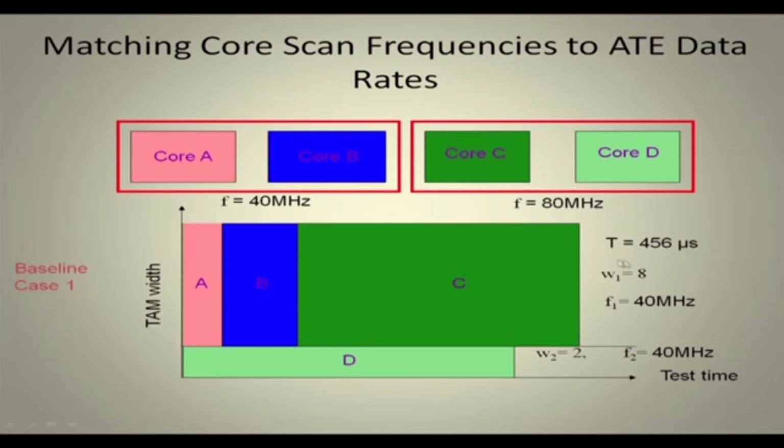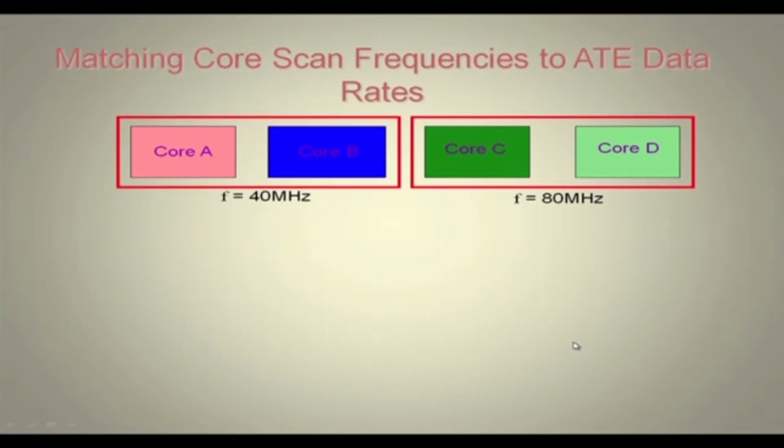W1 equal to 8, so the test width is 8. This is the baseline case, where I have divided the 10 lines of the TAM into 2. The first TAM width is 8, and the second TAM width is 2. The schedule it generates is that core A is scheduled here, core B here, core C here, and core D here. So, overall test time is T equal to 456 microsecond. It ends at this point.